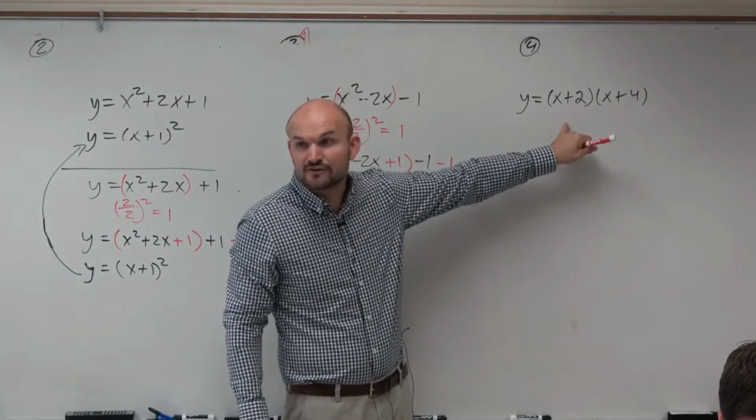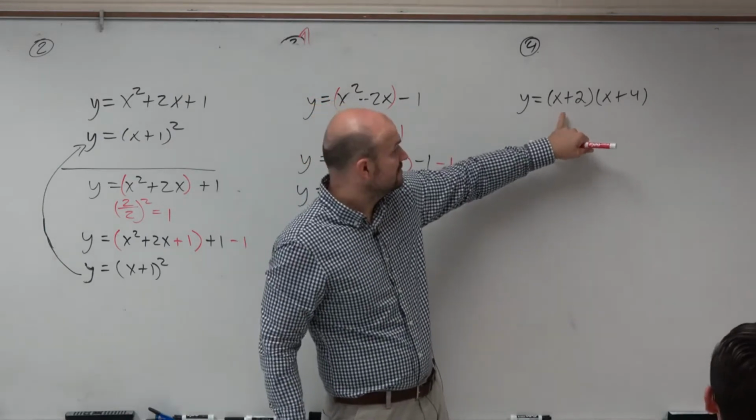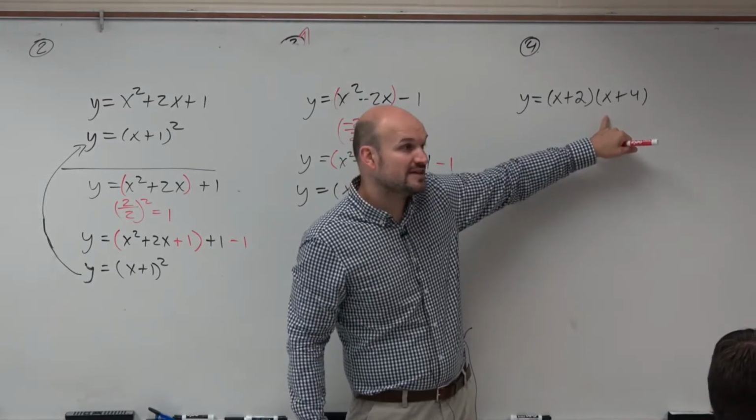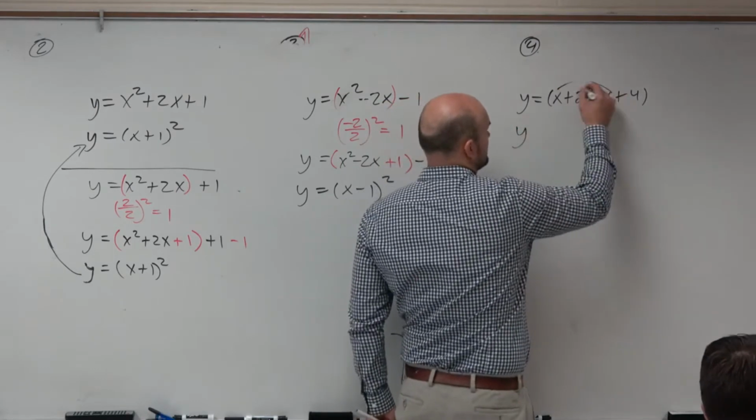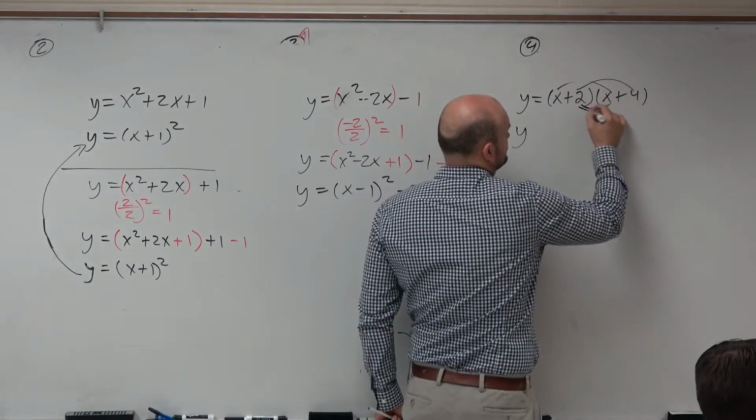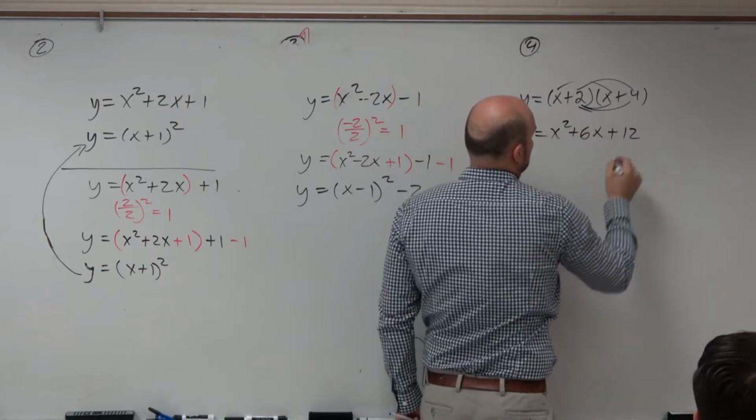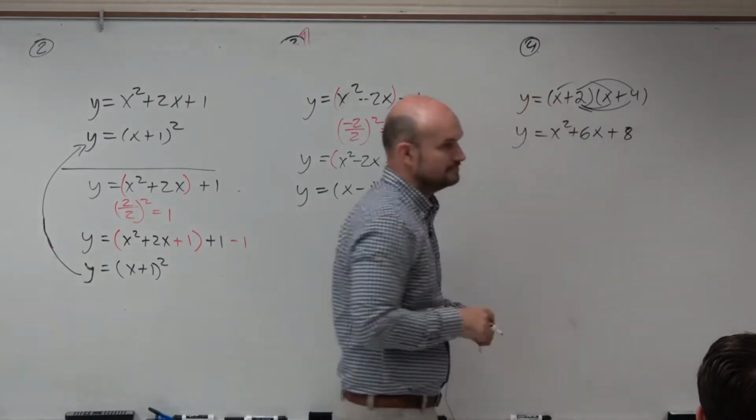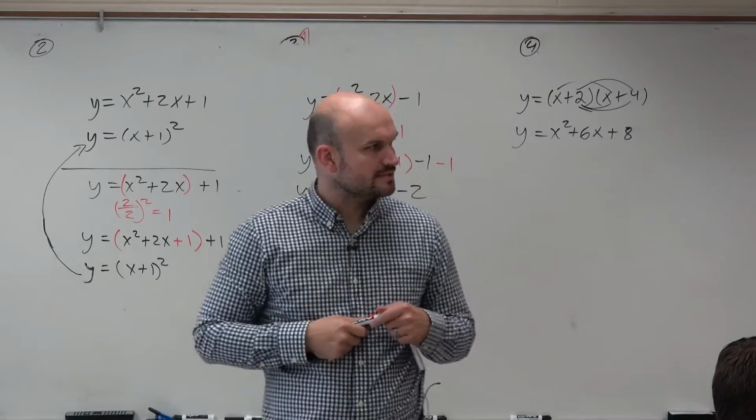Now, what about this? This is written as a linear factorization. It's a product of its zeros. Isn't this really easy to find the zeros? Zeros are -2 and -4. But it's not very easy to find the vertex, is it? So what I'm going to do here is multiply this. X squared plus 6x plus 8. And then I say, I've got to figure out what that middle term is.